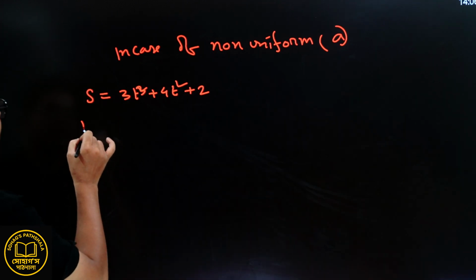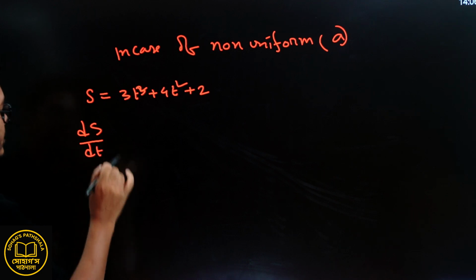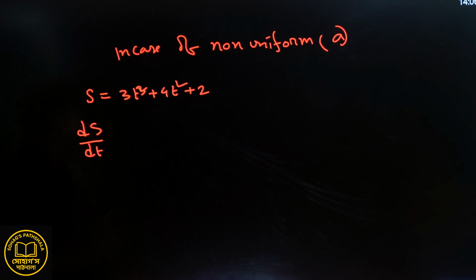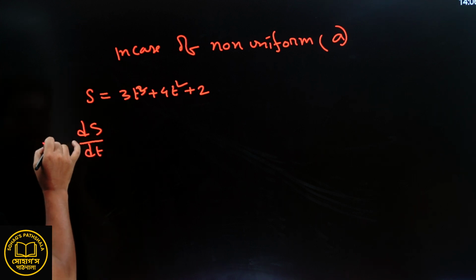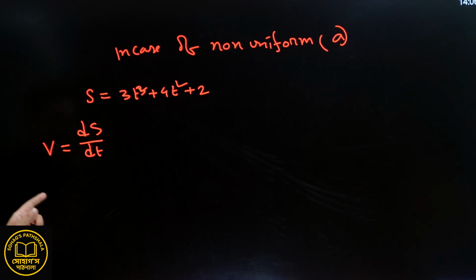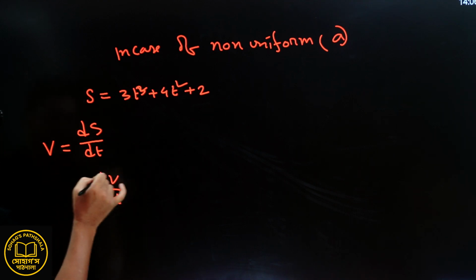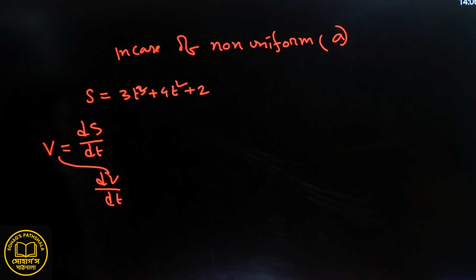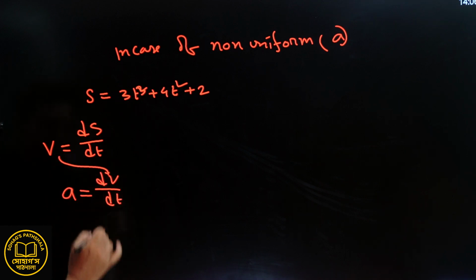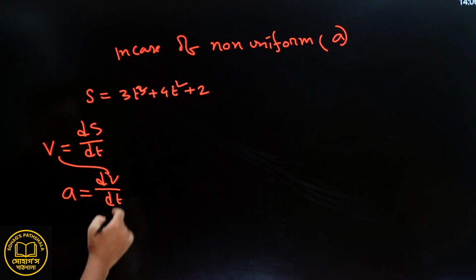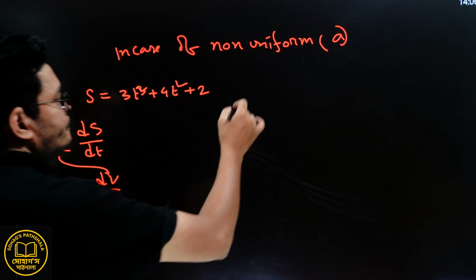We have to find ds by dt, right? We have to differentiate it with respect to t, then we'll find v. So again, if we apply dv by dt, that means if we take this v and again differentiate with respect to t, then we'll find the acceleration. So let's see what it comes to.